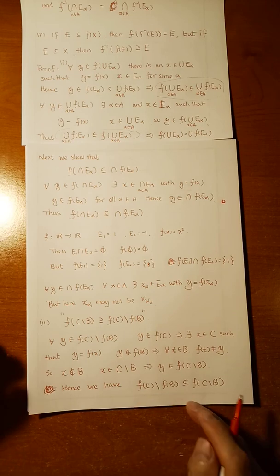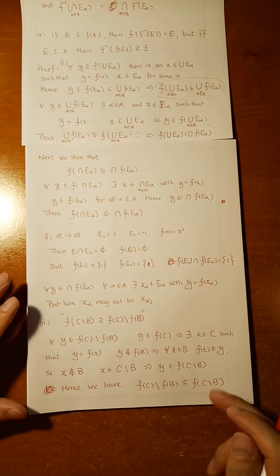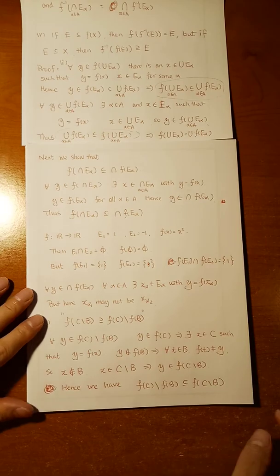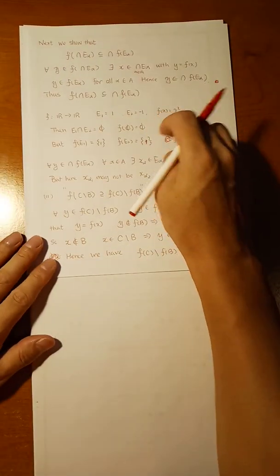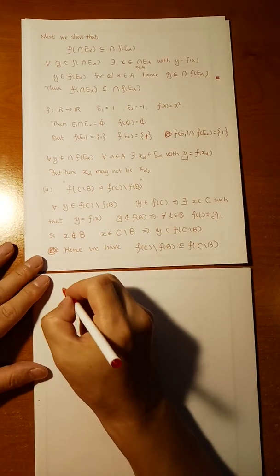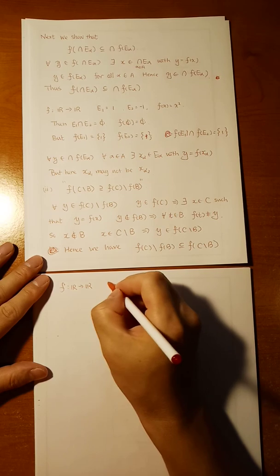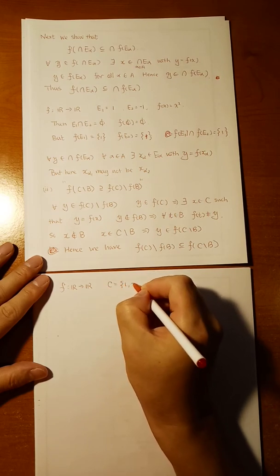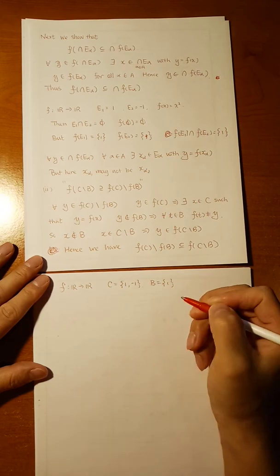All right, and again, let's see the example when you have a proper subset. The example is still this one. So this time we still choose F from R to R. C we choose 1, -1, and B we just choose 1.